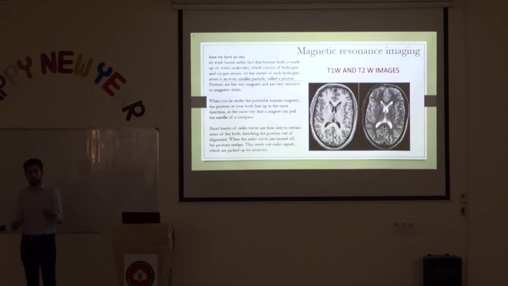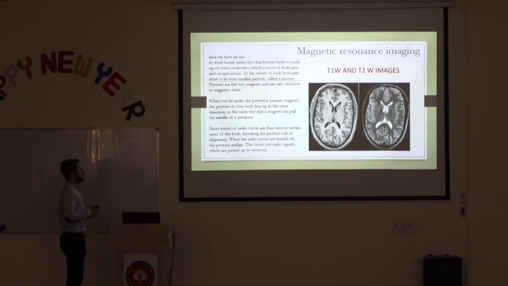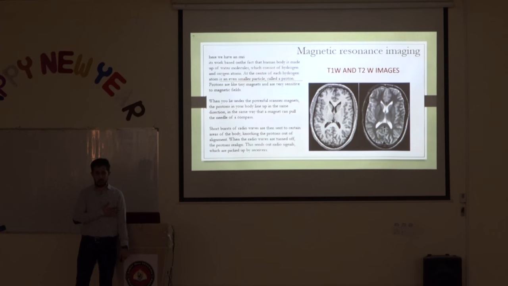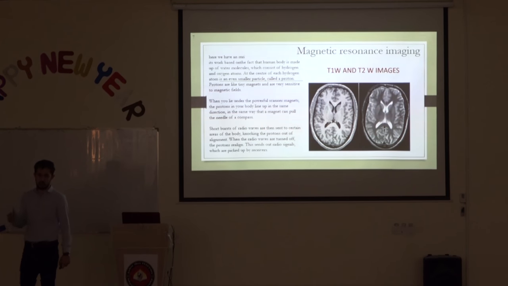CT scan is mostly used for skeletal abnormalities and for the chest, the thoracic cavity. Then we have MRI. MRI is based on the principle that our body mostly contains water. Water has hydrogen atoms. The hydrogen contains one proton in its atom. This proton is very sensitive to the magnetic field. MRI will apply a magnetic field that causes all these protons to align together.